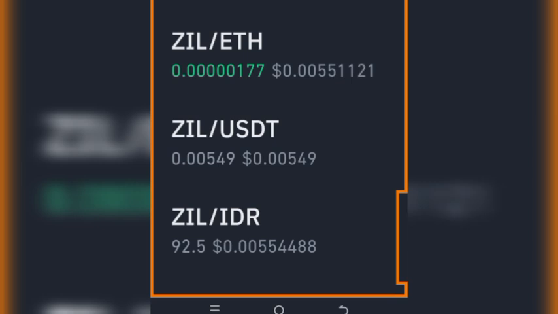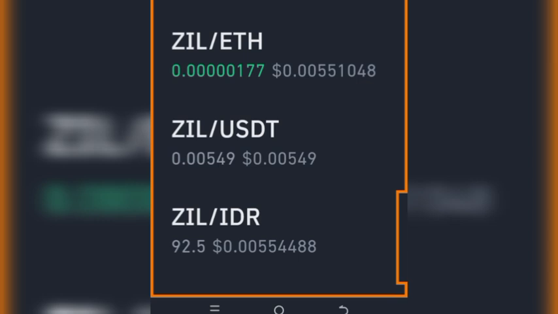Of course, if you don't know, IDR is a fiat, so we're going to leave that out. We're going to focus on just 3 coins: USDT, ZIL, and ETH. So what is going to be our base coin? The base coin is the one that has the lower price. Yes, it's the lower price because that's the one you're going to buy, right?